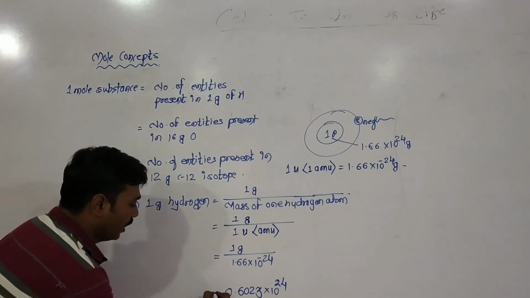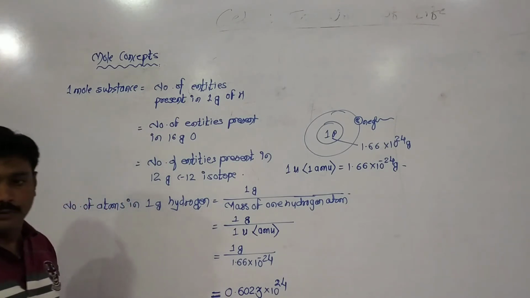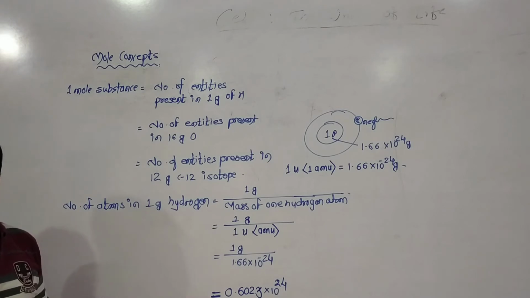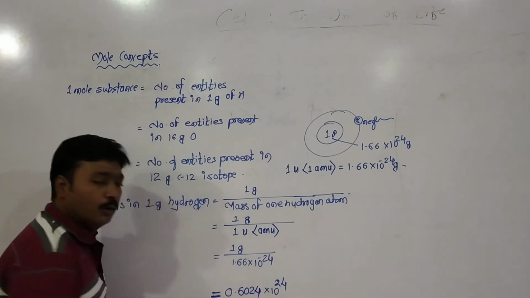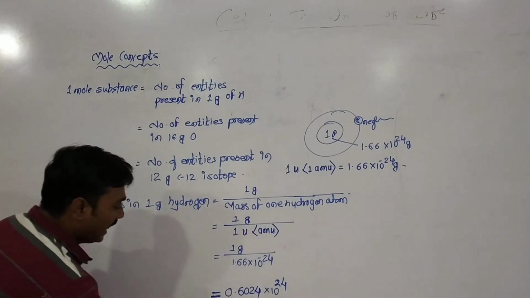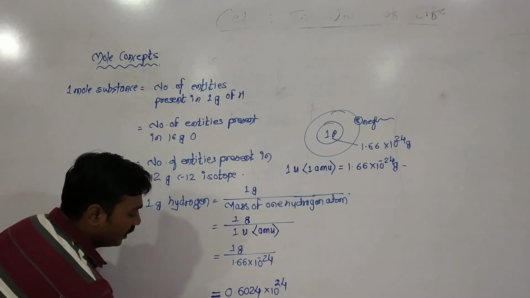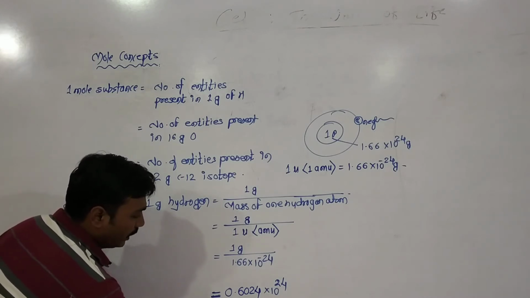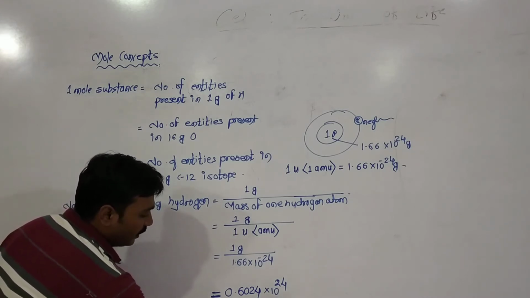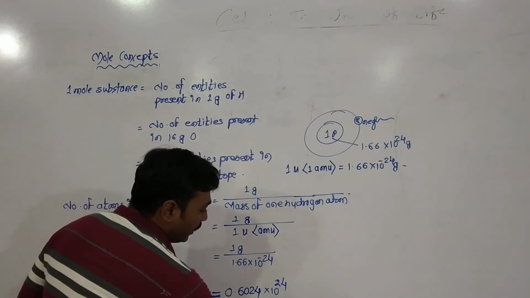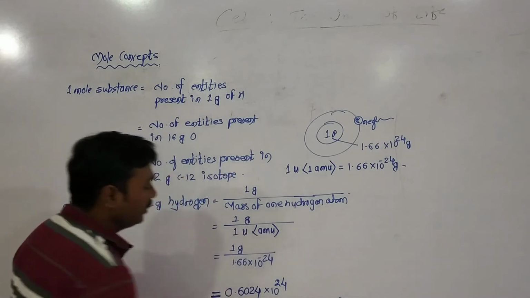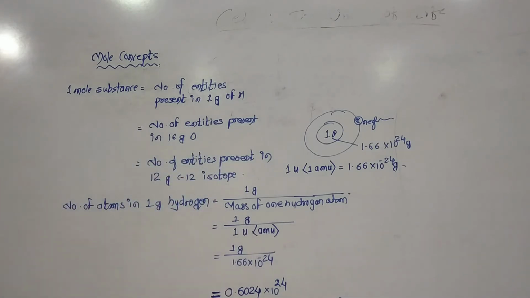Reciprocal of a 4 figure number: check the log of 1.66, and that log is found to be 6024. By adjusting the power, this number will be 6.024 into 10 to the power 23. It is exactly found to be 6.022 into 10 to the power 23. This is the number of hydrogen atoms present in 1 gram of hydrogen.